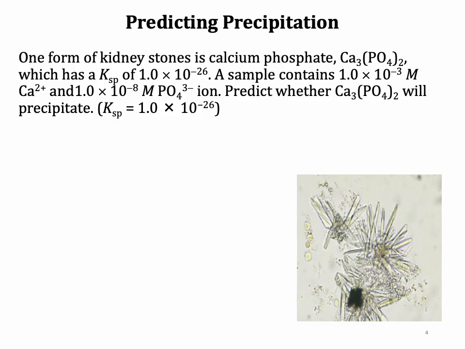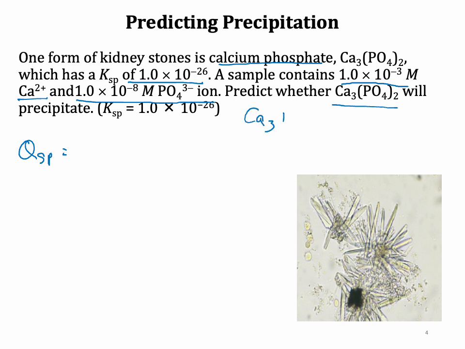For instance, let's try a question. One form of kidney stone is calcium phosphate, which has a KSP of this. A sample contains 1 times 10 raised to the minus 3 calcium ion concentration and this much phosphate ion concentration. Predict whether calcium phosphate will precipitate or not. Again, the question is, will it precipitate or not? There's no other way but to find QSP.